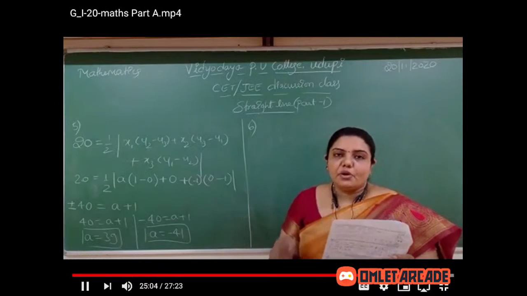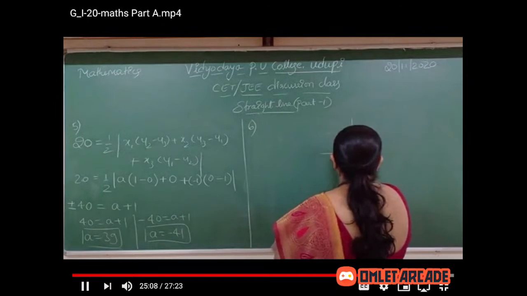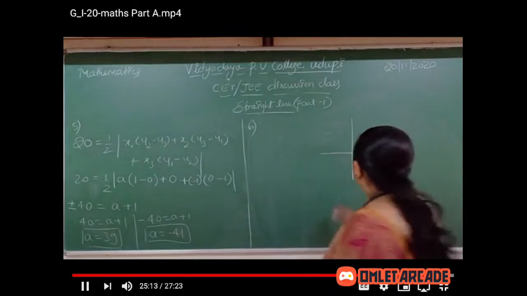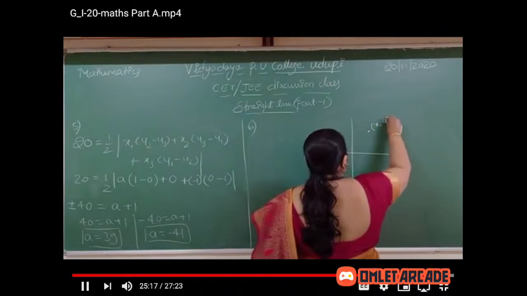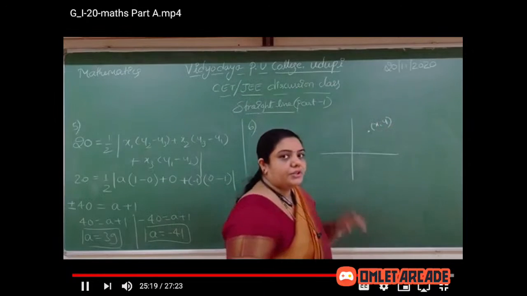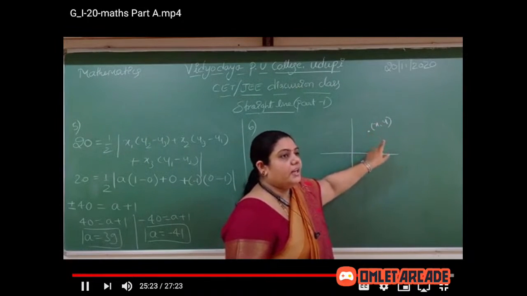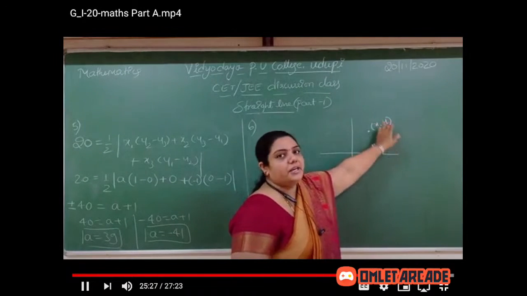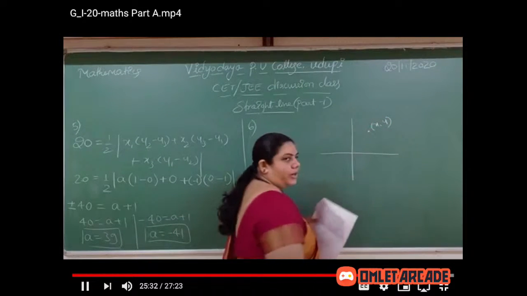Which moves such that 4 times its distance from x-axis. Let me take a rough picture, students. 4 times its distance from x-axis. Imagine somewhere here you have a point. Let me take the point as x comma y. You have to find locus of this point. Locus of this point means the equation which is satisfied by this point.